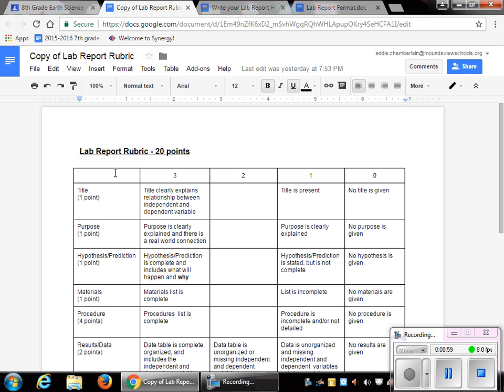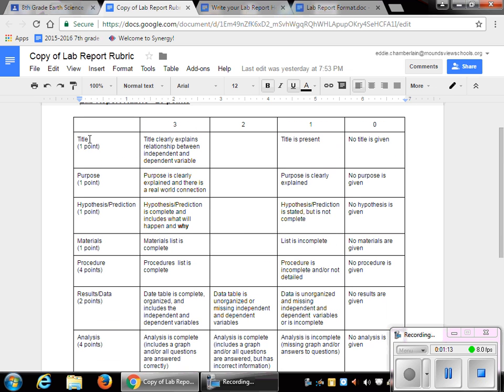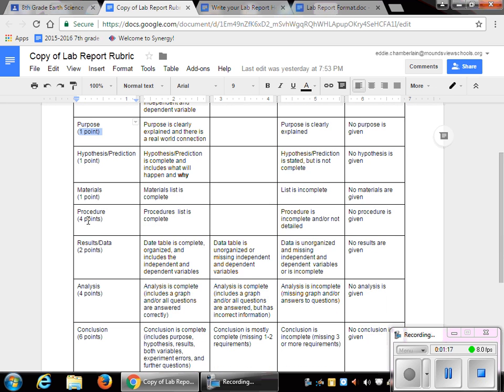The rubric I have first, it's 20 points. It's a performance grade, so it's something that is almost like a small test. You've done a lab report before in 7th grade if you were here. There's all these different parts to it. Some of them are worth just a little bit because they're very easy to do. Some of them are worth a whole lot more because they require more time.